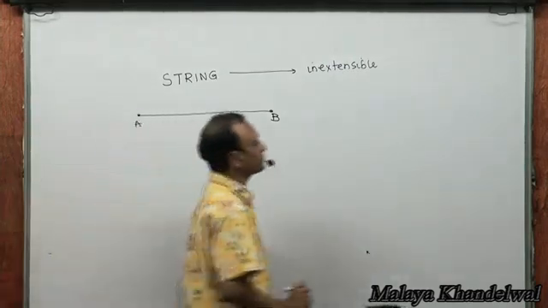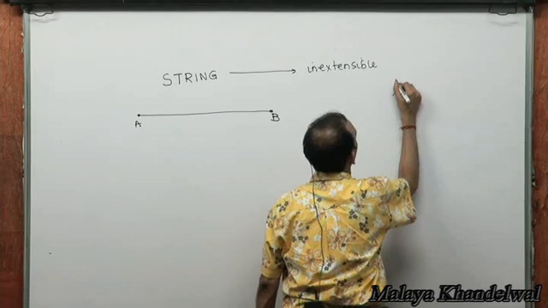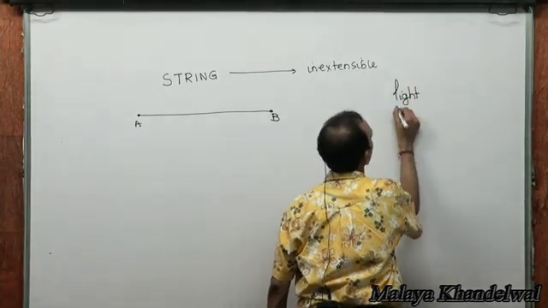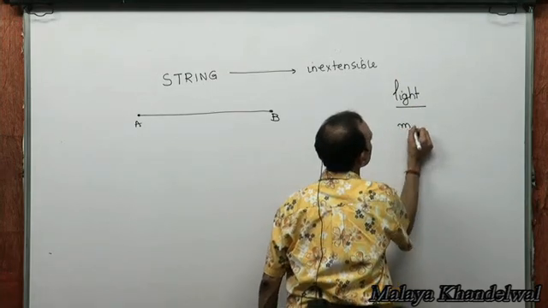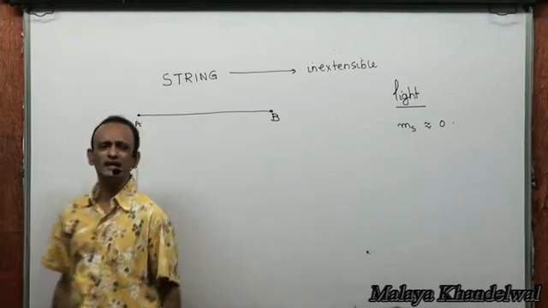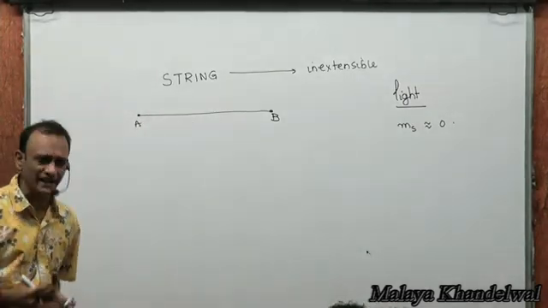To begin with, I will talk of a light string. When I talk of a light string, what does it mean? It means the mass of the string is practically zero, or very low mass. That's a light string.